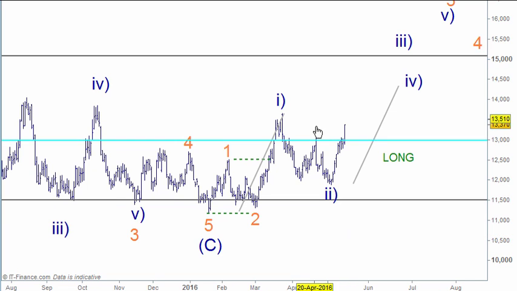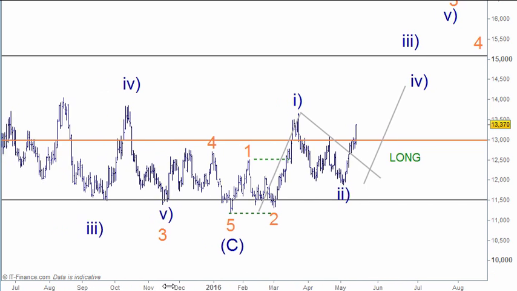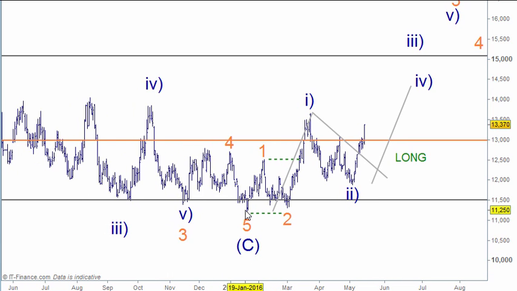Probably left it a little bit late. It would have been nice to catch a move through here, so to speak, but still not too late. So we're going to explore that. First of all, this is the low here.